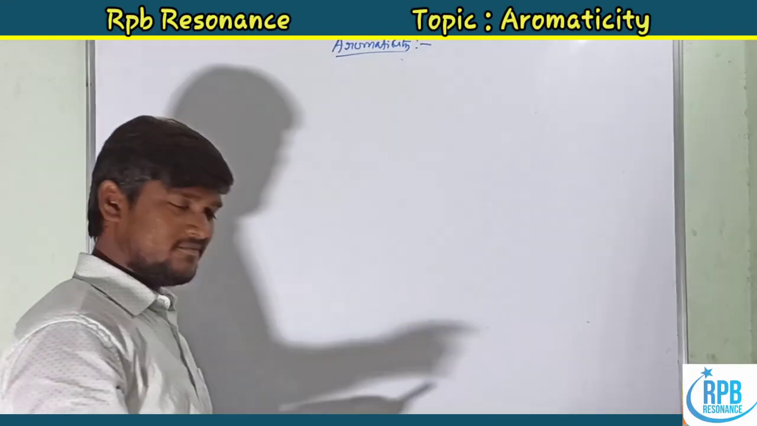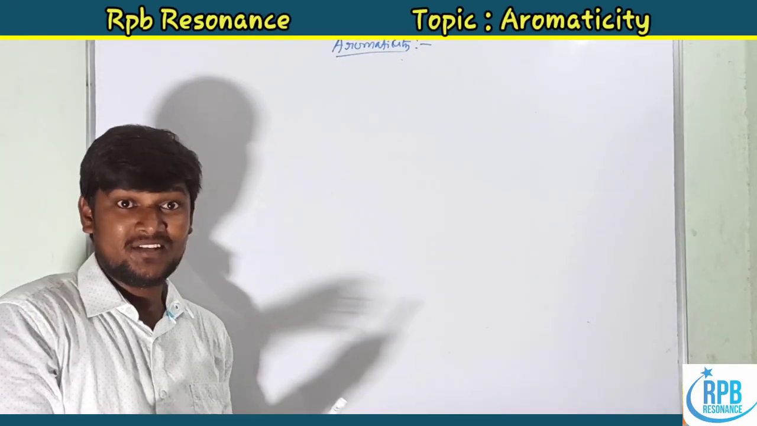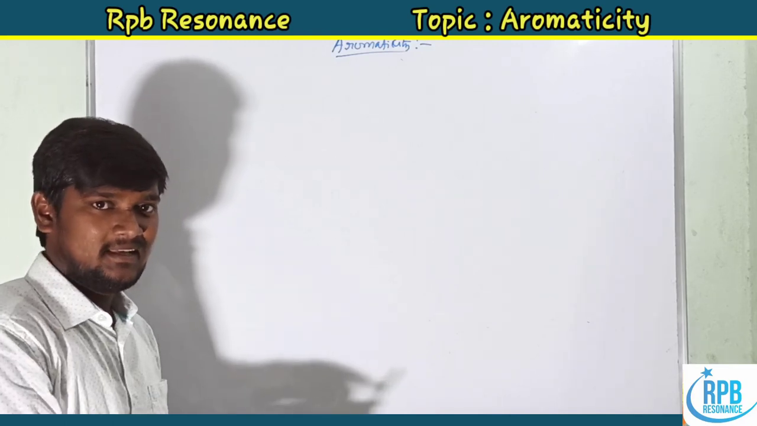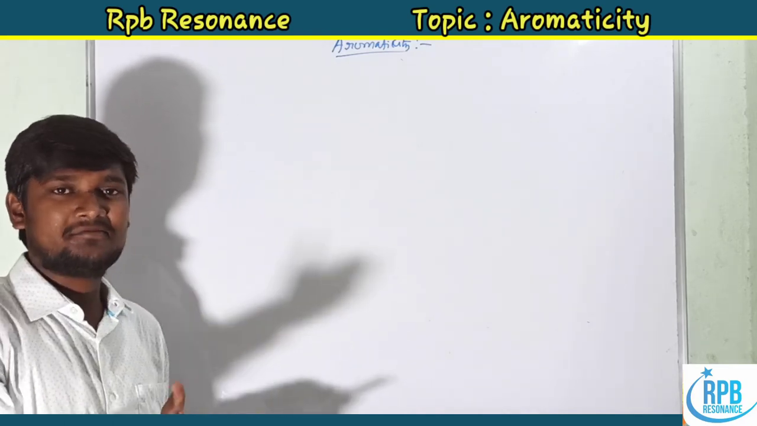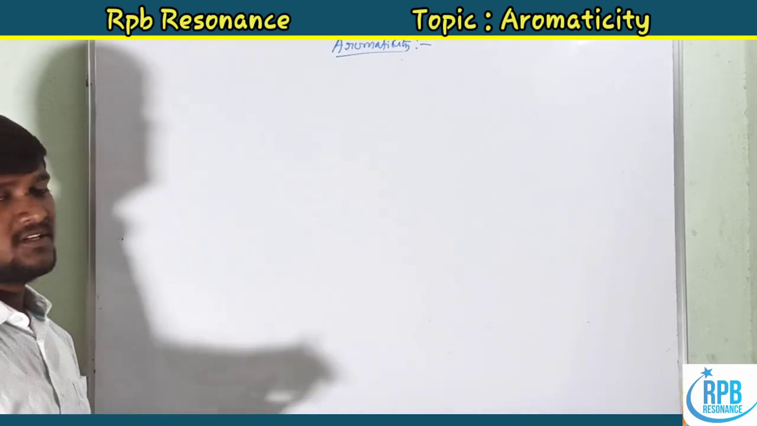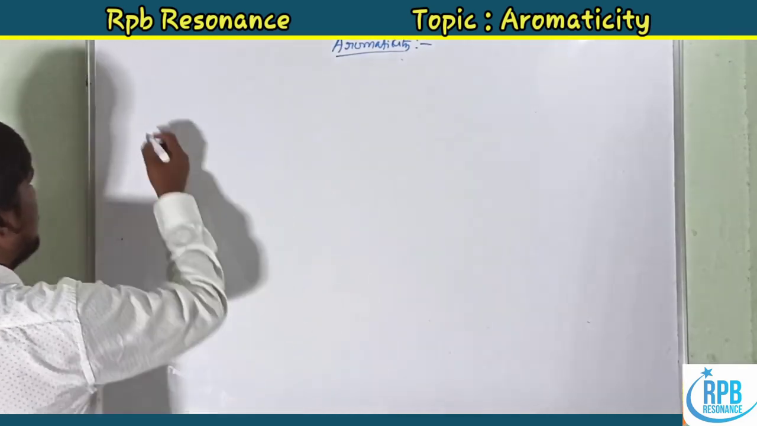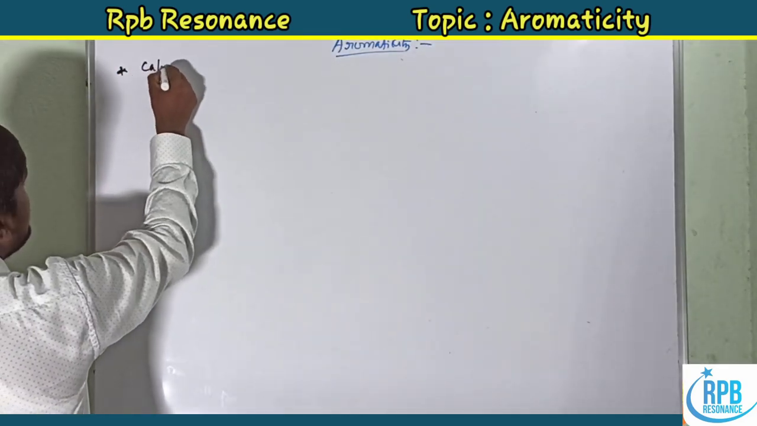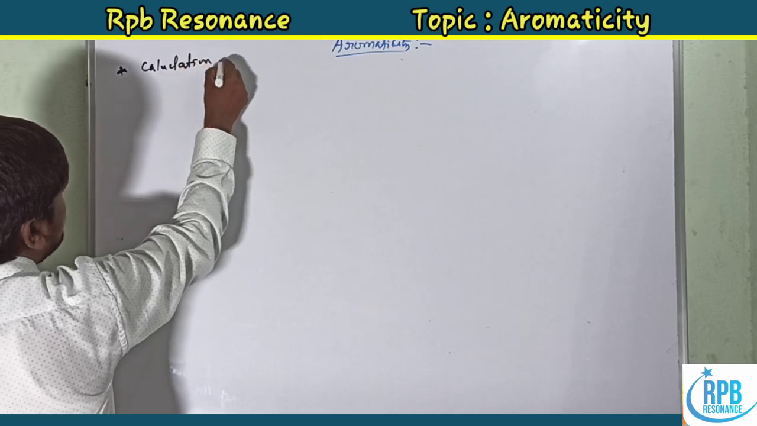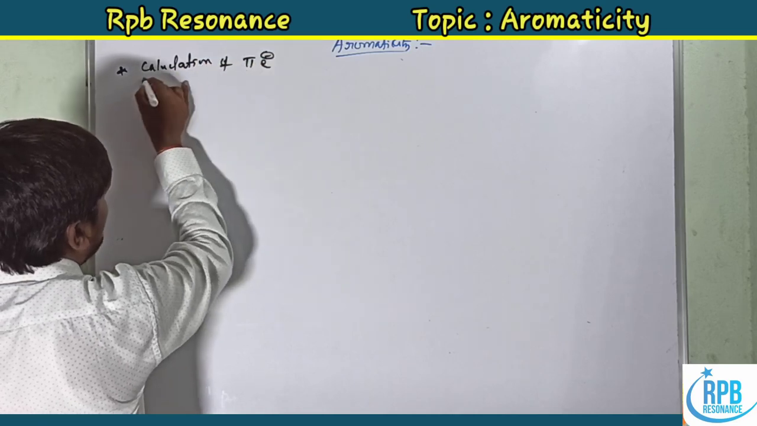Okay. Now, many of the students suffer with the calculation of pi electrons. That's why I'll discuss the number of pi electrons calculation. After that, we'll go through the classification of aromaticity. So first of all, let's move on to the calculation of pi electrons. Calculation of pi electrons. Okay.